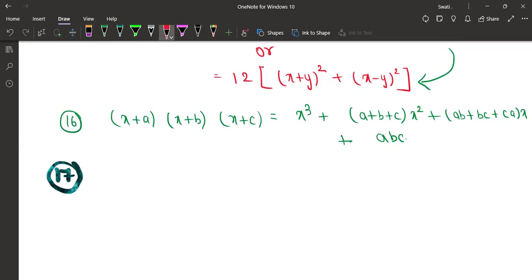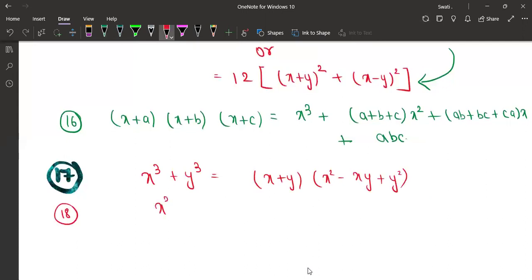Now let's go to the 17th formula. There are basically two formulas in the form of cubes. First we already covered a plus b whole cube. Now here we are going to cover a cube plus b cube. I'm just writing this as x cube plus y cube. So x cube plus y cube will simply become x plus y times x square minus xy plus y square. And there is one more formula, which is x cube minus y cube, which is x minus y times x square plus xy plus y square. So this is the formula.